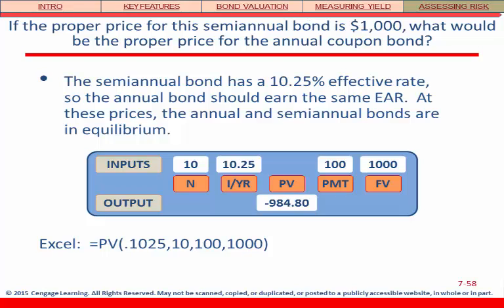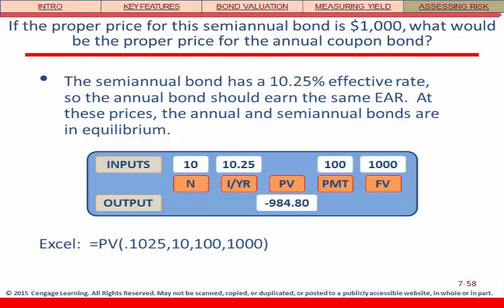and then you keep everything else the same, right? It's 10-year bonds, so put in 10. Payment is going to be $100, because remember it's a 10% coupon bond, and the future value is 1,000. So if you do all that and you solve for price, you're going to get a price of $984.80.